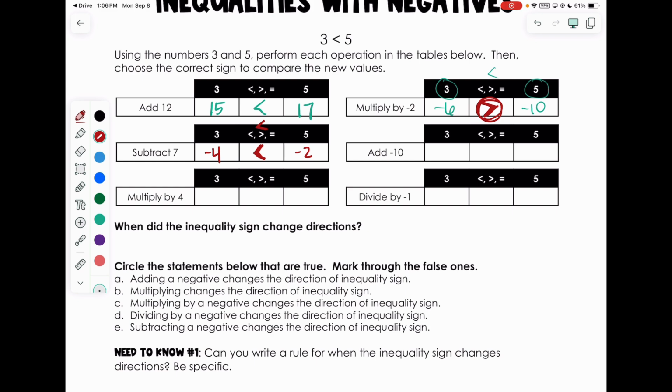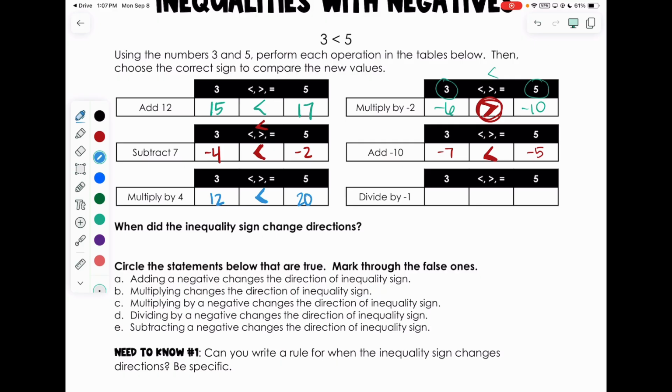Okay, let's add negative 10. 3 plus negative 10 is negative 7. 5 plus negative 10 is negative 5. Which one's bigger? Negative 5. So the 5 side is still greater for this situation. All right, let's try this one. Multiply by 4. 3 times 4 is 12. 5 times 4 is 20. Which one's bigger? 20. Did the sign change? No.